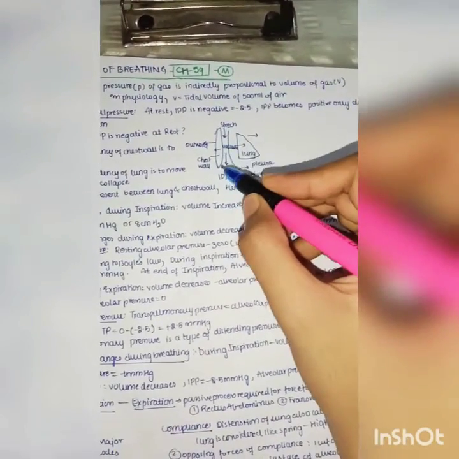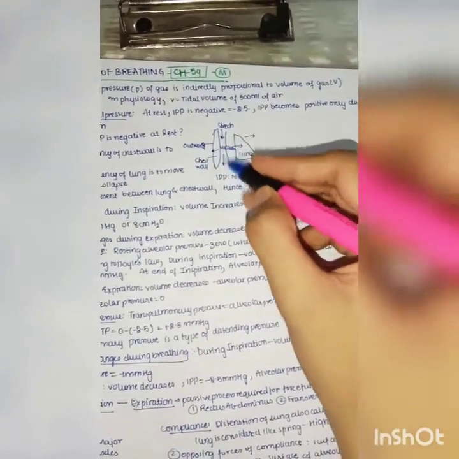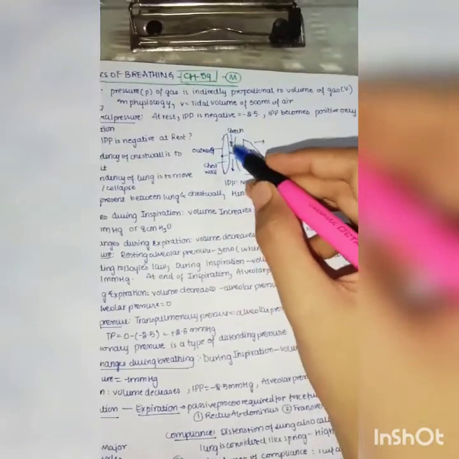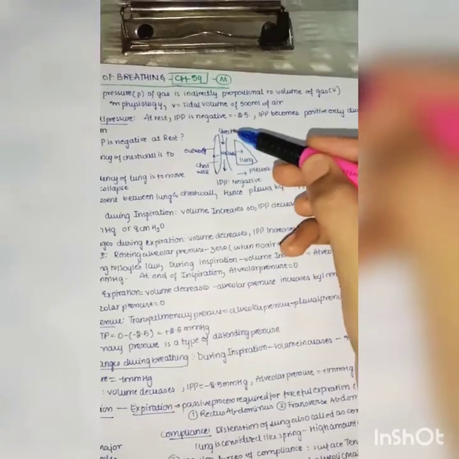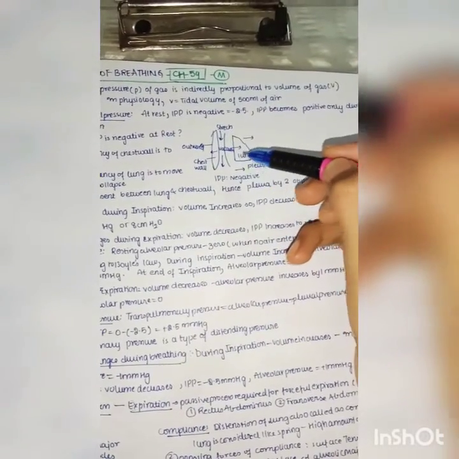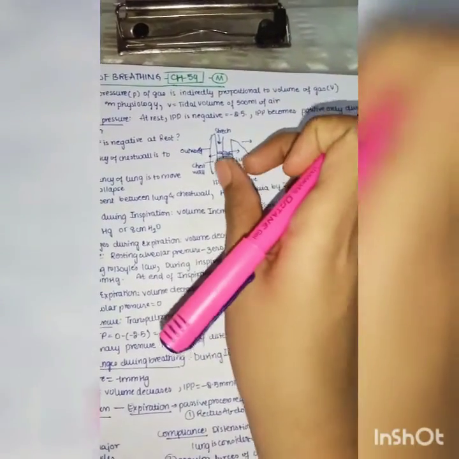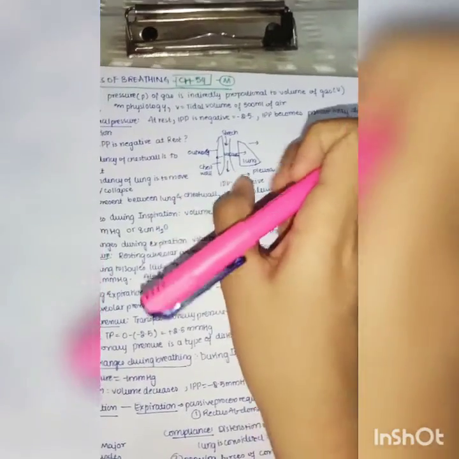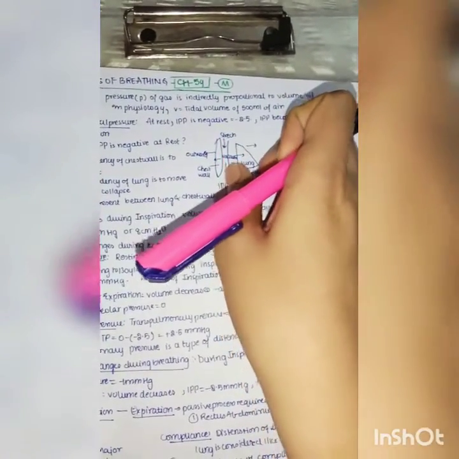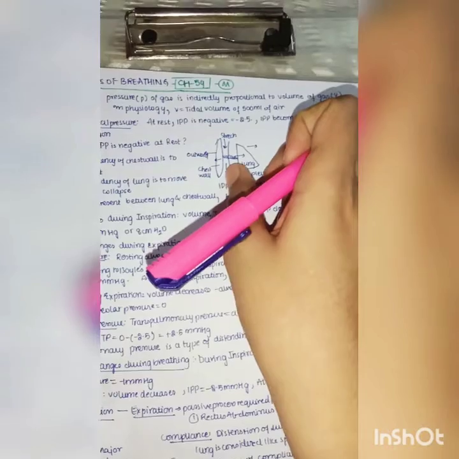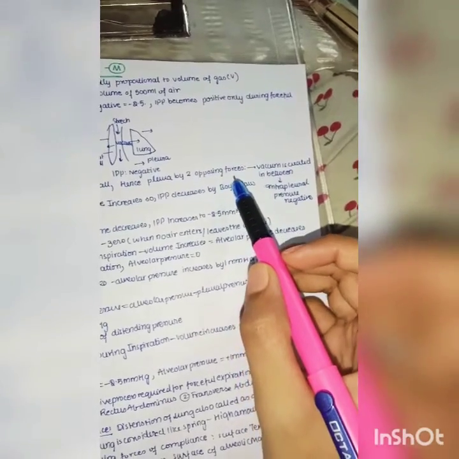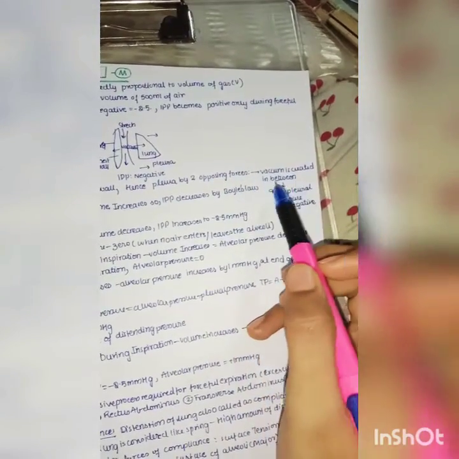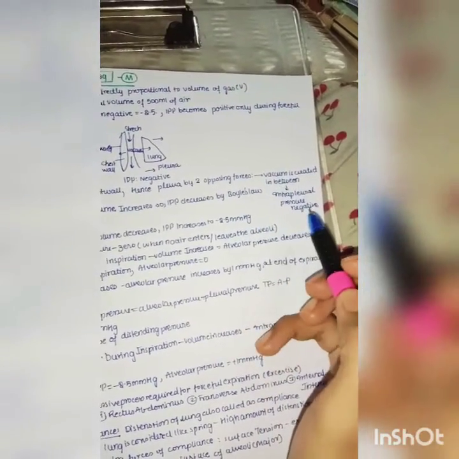The pleura is divided into visceral pleura and parietal pleura. The parietal pleura is always pulled by the opposite force of the chest wall, and the visceral pleura is always pulled by the lung. You can see they are pulling in opposite directions. Because of this, a vacuum is created between the pleura, and the pressure inside the vacuum is negative. Hence the intrapleural pressure is always negative. You can see here the vacuum is created in between and the intrapleural pressure is negative.